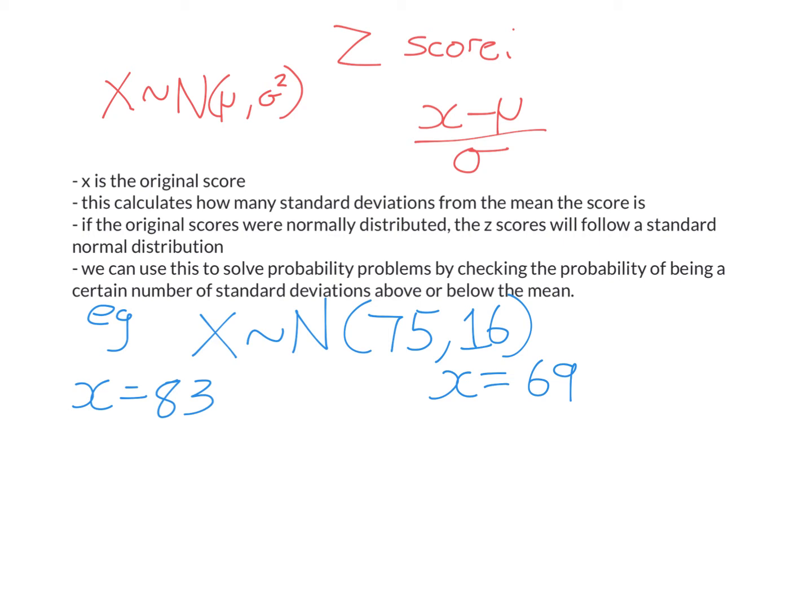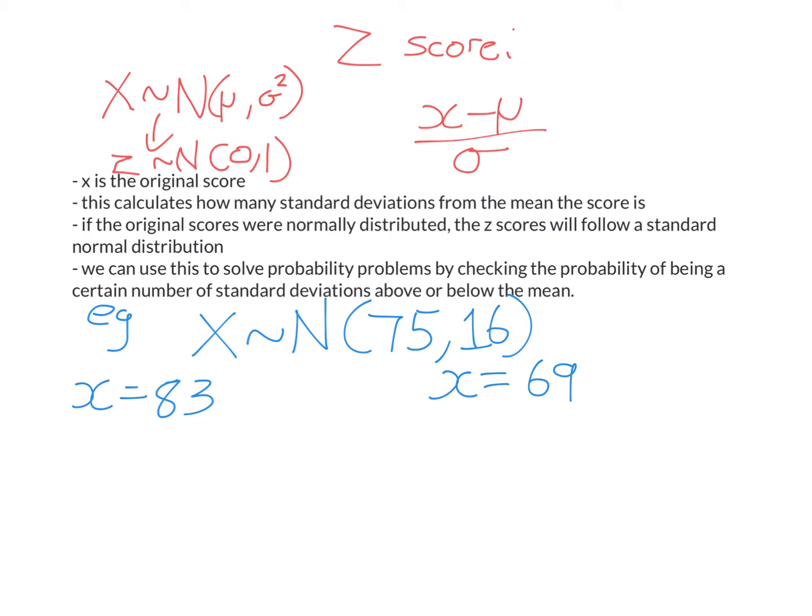What you're actually doing is transforming. You're taking a score from a normal distribution and changing it so that it's from the standard normal distribution. So remember, standard normal distribution is mean 0, variance 1.